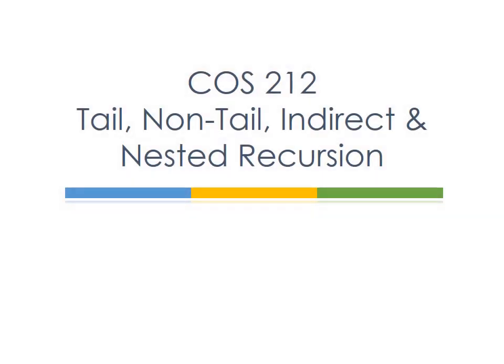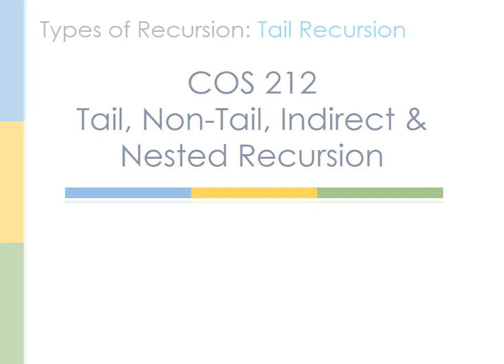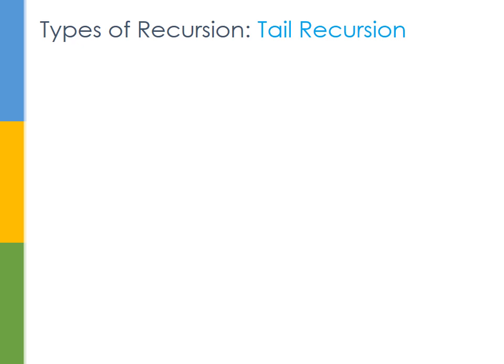This is the second lecture on recursion, and in this lecture we will be covering tail recursion, non-tail recursion, which is closely related to the concept of tail recursion, indirect recursion, and finally nested recursion. In the previous lecture, we looked at what recursion is and how recursion operates on a machine level.